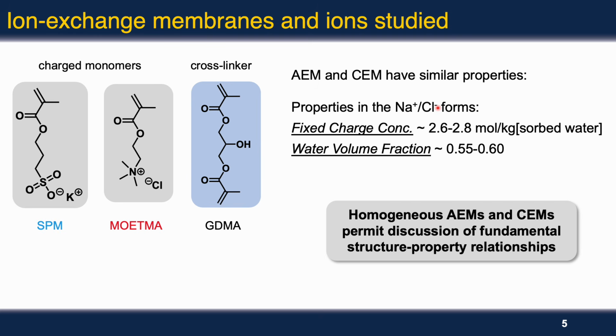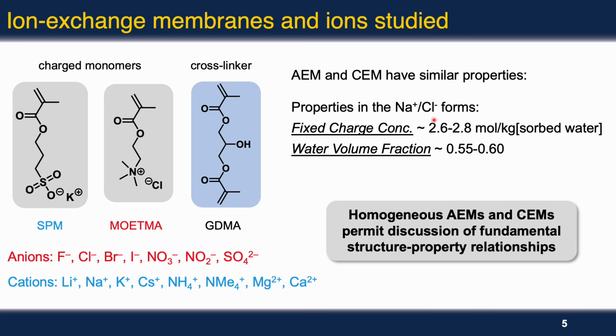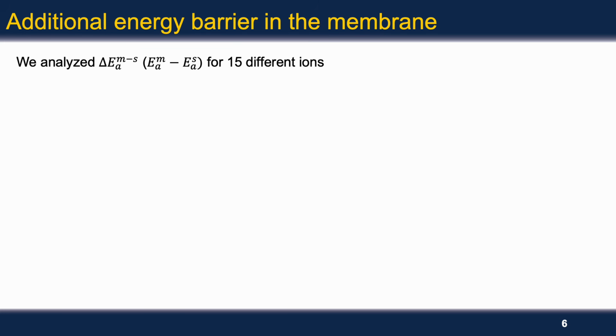These values are also very similar to values that you'd find in commercial ion exchange membranes, and so these are very relevant ranges. We then chose a suite of anions and cations for our study, as shown here, to really establish these specific ion effects in these membranes. We measured the diffusion coefficients of the 15 different ions in the membranes as a function of temperature to obtain the activation energy of diffusion.